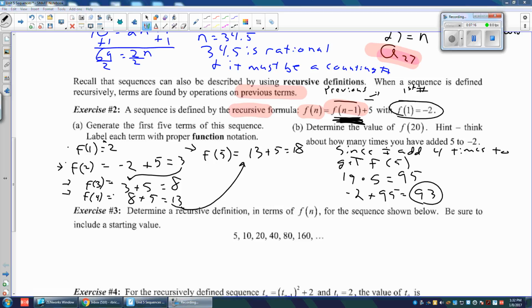The important thing here to remember is that for recursive, you take the previous number and do the rule to it, whatever the rule is. Here it was adding 5.